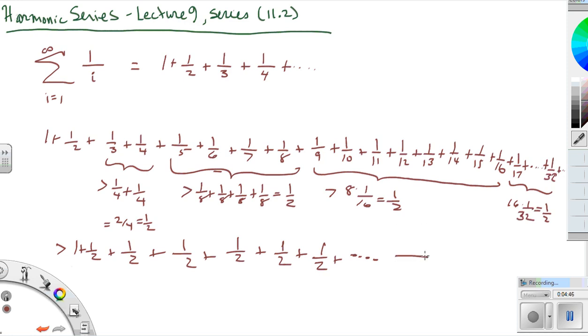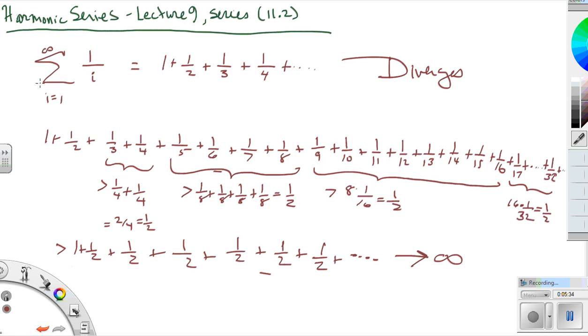And guess what? This does not converge. This goes to infinity. This diverges. I can get as big as I want by adding 1/2 to itself over and over again. And the idea is I keep going to the next power of 2 up, and I'm always going to have a next power of 2 up. It's an infinite series. From 17 to 32 gives me 16 terms, which is going to be bigger than 16 times 1/32. From 33 to 64, 1 over 33 plus dot, dot, dot, all the way up to plus 1 over 64 is going to be bigger than 32 times 1/64, which is 1/2 again. You're going to be able to keep doing this, and you're going off to infinity.